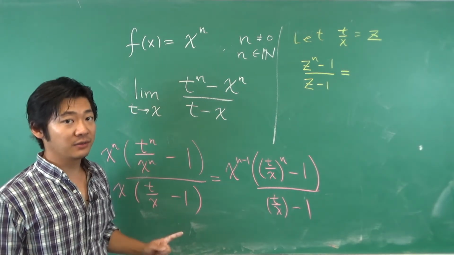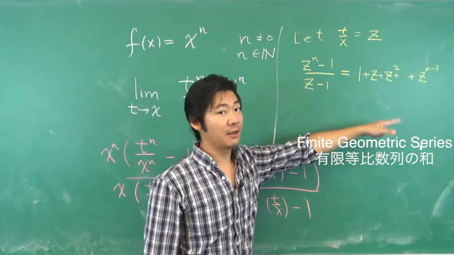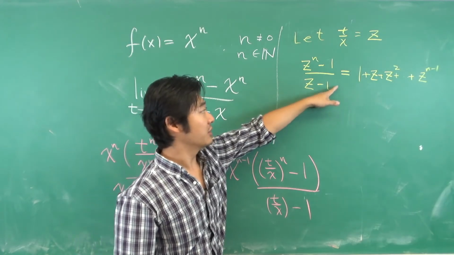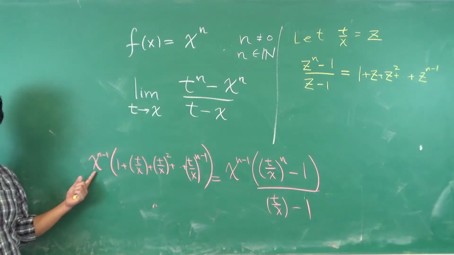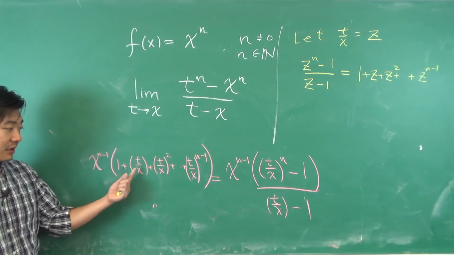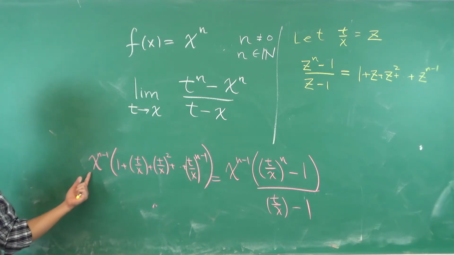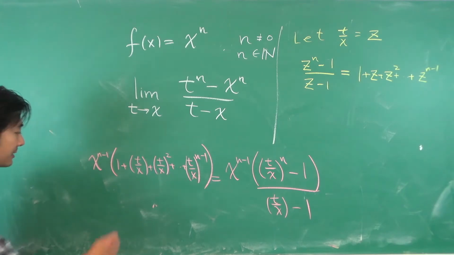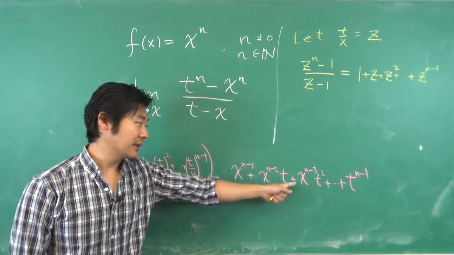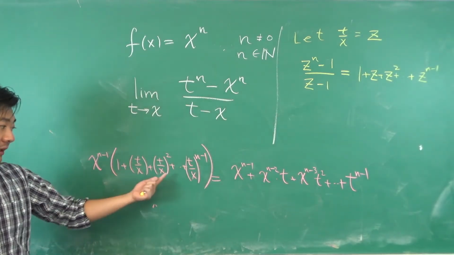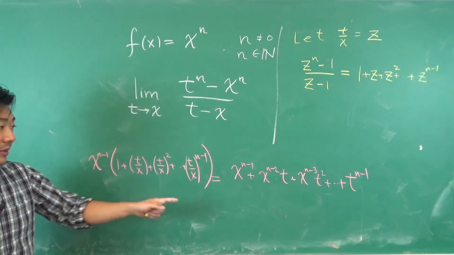And this is a famous formula. It's the finite geometric series formula. 1 plus z plus z squared, all the way to z to the n minus 1. You can verify this by just multiplying this to here. And so here we'll get that it's x to the n minus 1 times 1 plus t over x plus t over x squared all the way to t over x to the n minus 1. If we multiply the x to the n minus 1 inside, we get x to the n minus 1 plus x to the n minus 2 times t plus x to the n minus 3 times t squared. Right? So each time you have an x and x squared, so it subtracts one more from the previous.